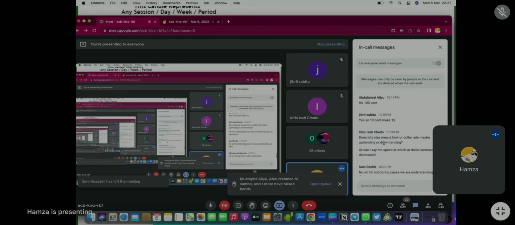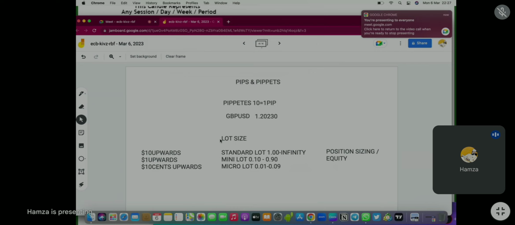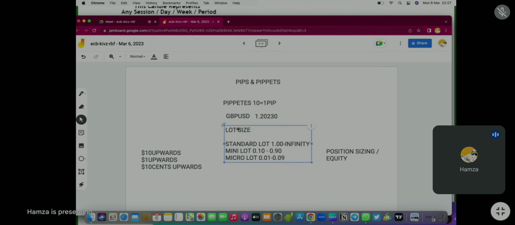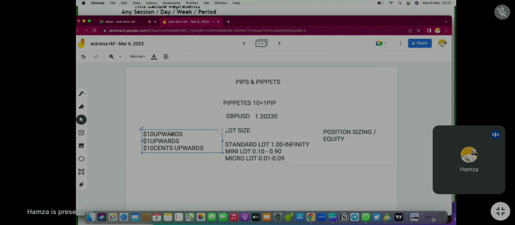Please, guys, the concept of lot sizing and position sizing is very important. And of course, the concept of leverage and margin is also important, because leverage makes you understand the amount of risk you are subjecting your account to. Position sizing also helps you understand the amount of risk you are exposing your account to. Depending on your equity, you will want to choose a lot size that will not blow up your account.